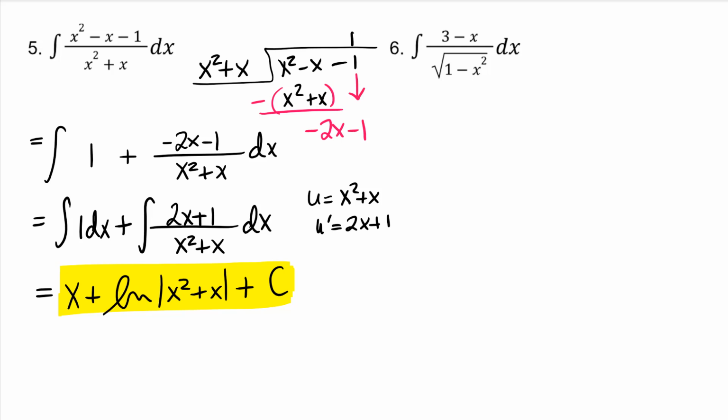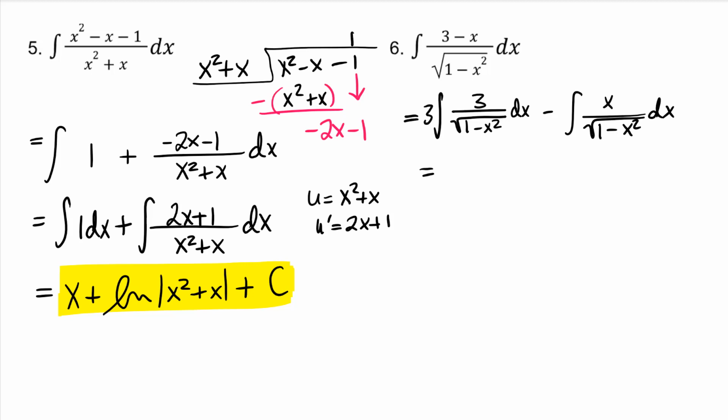For number 6, I might be able to use reverse chain rule. I might be able to use arcsin, but I have multiple things in the numerator, so I'm going to split this fraction. Our very first one is arcsin, especially if we take that 3 and put it in the front. So 3 arcsin.